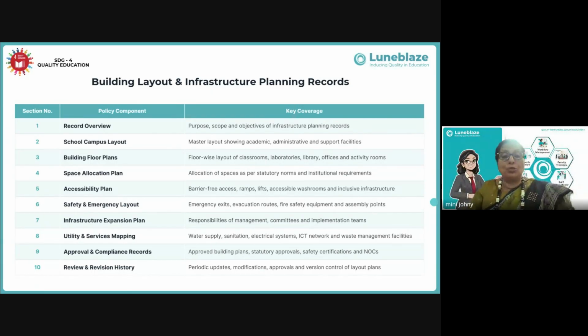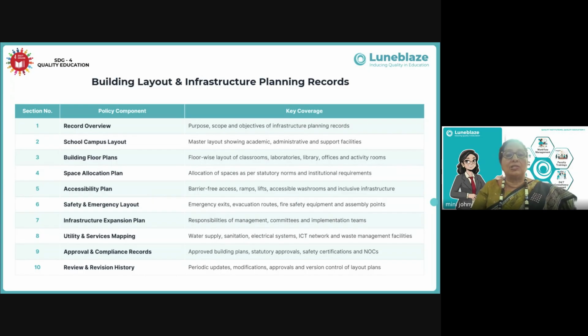That is why we should always see the CBSE affiliation manual. Thoroughly we have to learn. And the amendments I've told you, that is what we have to follow when we do building layout and infrastructure planning records. Accessibility plan: barrier-free access, ramps, lifts, accessible washrooms, and inclusive infrastructure.